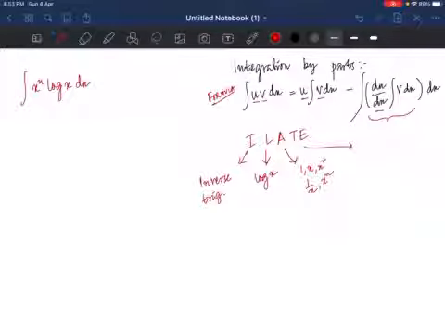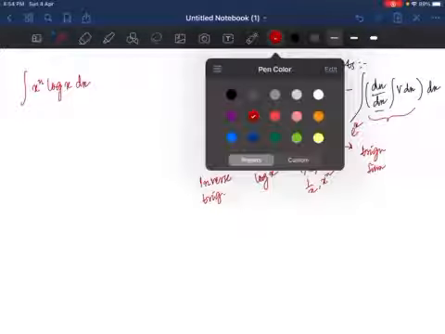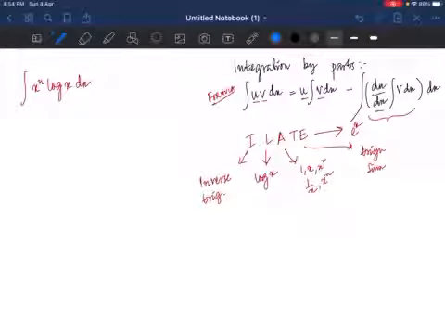T is known as trigonometric functions, that's sine x, cos x. And E is known as exponential, that is e to the power x. So why do I need to learn ILATE? Because using this you will know which one will be u and which one will be v. So how will we select u?